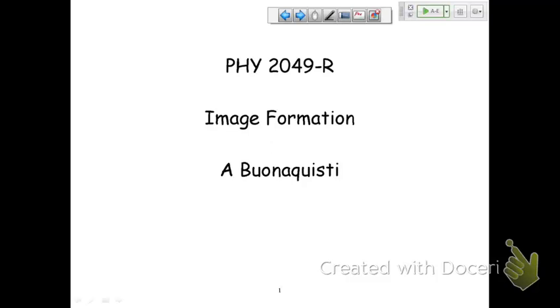So welcome. We're going to talk about image formation today. Basically this consists of a few skills and then different applications of those skills. We're going to learn how to do ray diagrams. There's 3 drawings for the concave mirror, 2 or 3 drawings for the convex, depending on how you count, and then a couple of drawings for the converging lens and a couple for the diverging lens.